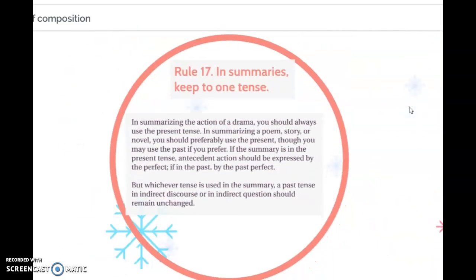And in summaries, try to keep one single tense. Okay, in summarizing the action, you should always use present tense. When you're summarizing a poem, a story, use present. If the summary is in the present tense, always express prior action in perfect tense. If it is in the past, in past perfect tense. So when you're relating something, try to keep it together.